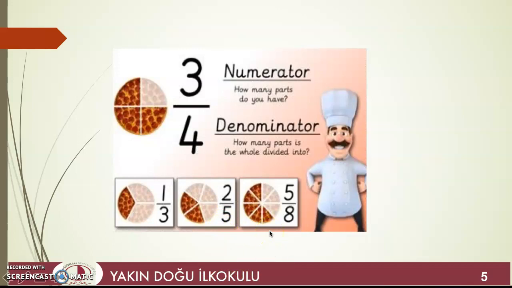How many numerators are there in the third example? 5 numerators. How many denominators are there in the third example? 8 denominators.